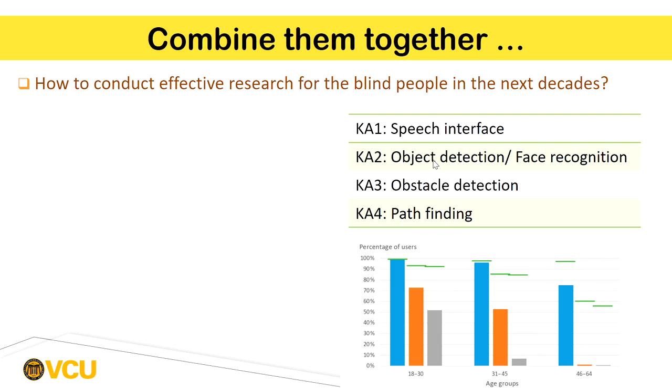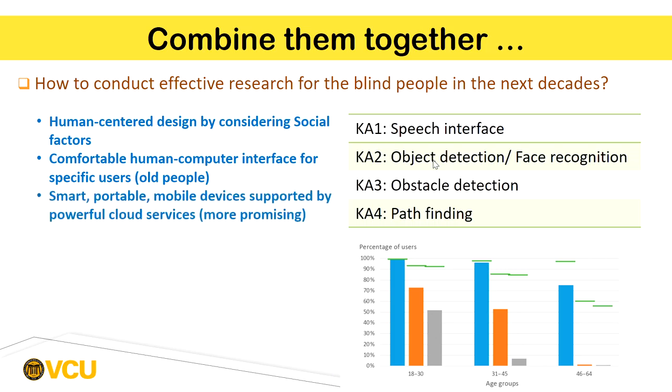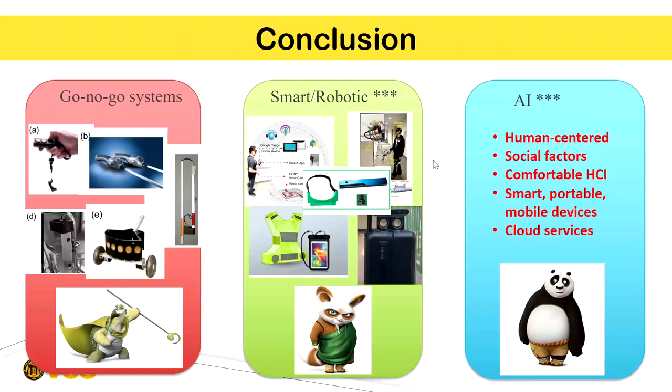But for the other country attributes, okay, never mind, I do not care about the others. So combining them together from the researchers' and the users' perspective, here are some hints to answer this question: how to conduct effective research for blind people in the next decades. First, we have to design human-centered systems by considering their social factors. Second is to develop comfortable human-computer interfaces for specific users, especially older people, taking their physical condition into consideration. And also, smart, portable mobile devices supported by powerful cloud services are a more promising direction to follow.